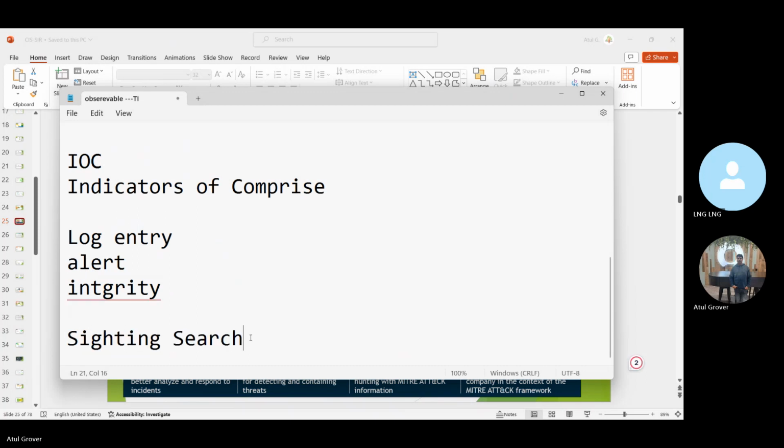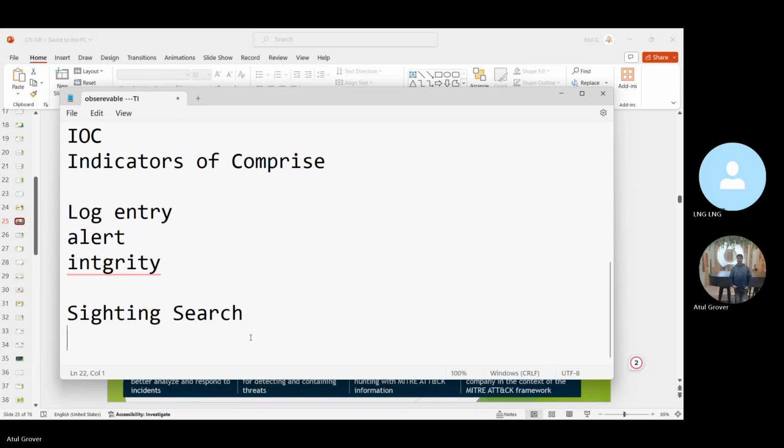Citing search. What is the meaning of the citing search? It means finding out those places where potentially malicious activity or unauthorized access, unauthorized activity can happen. Potentially it can happen. Like I know during Diwali that some unauthorized things can potentially happen.